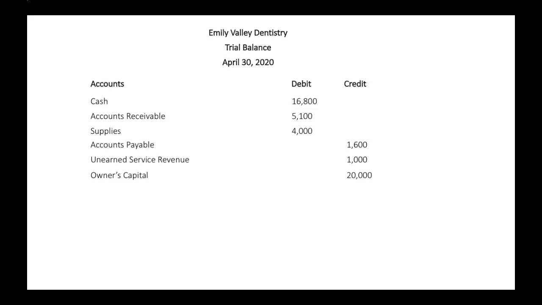Now, after your owner's capital would be your owner's drawings. But in this example, you didn't have any owner's drawings, so we don't need to include owner's drawings on this trial balance. So after your capital here, we're going to list out our revenue account. So service revenue had a credit balance of $7,200.